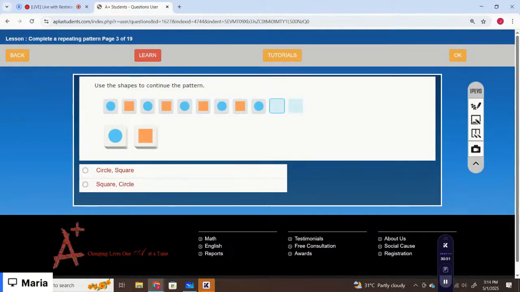Use the shape to continue the pattern. Circle, square, circle, square. So here you have a circle. So the next one in the pattern is square and then again circle. So option number two, square and circle. Option two is the correct option.